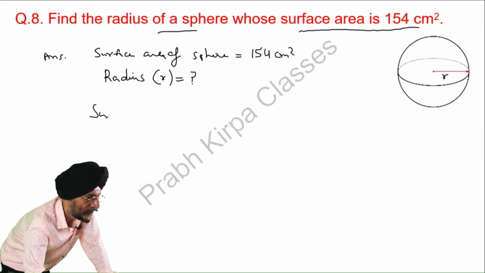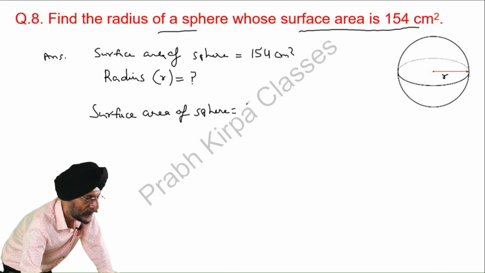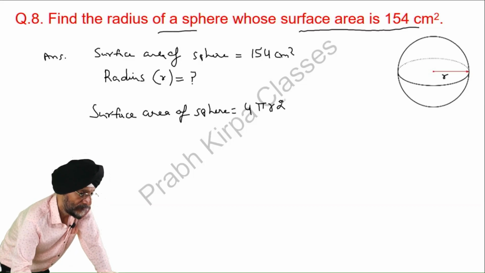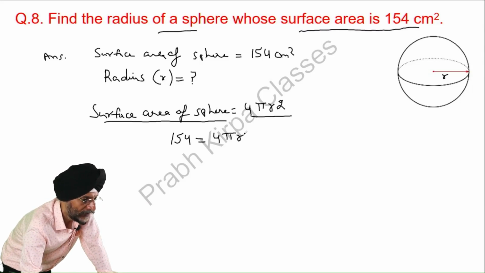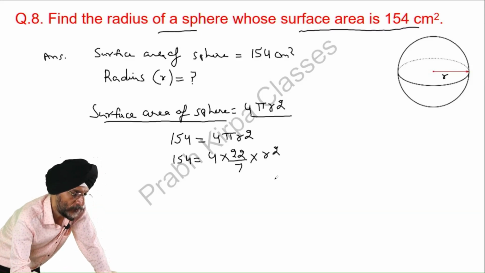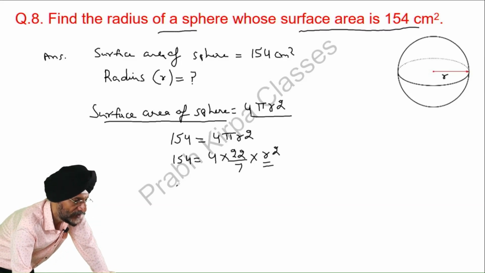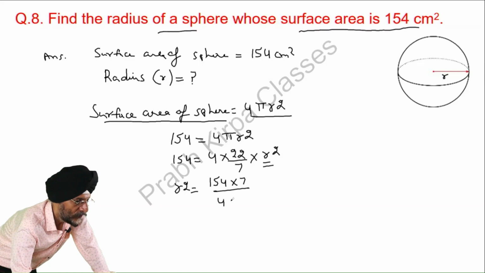Now what is the formula for calculation of surface area? Surface area of sphere is equal to 4 pi r square. We know that the value of surface area of sphere is already given. What is it? 154, and it is equal to 4 pi r square. Now we will put in the relevant values. Pi means 22 over 7. R square is not known to us because we have to calculate r. In other words, we can say that r square is equal to 154 into 7, 4 into 22, because this item will go to upper side and these items will go to below.